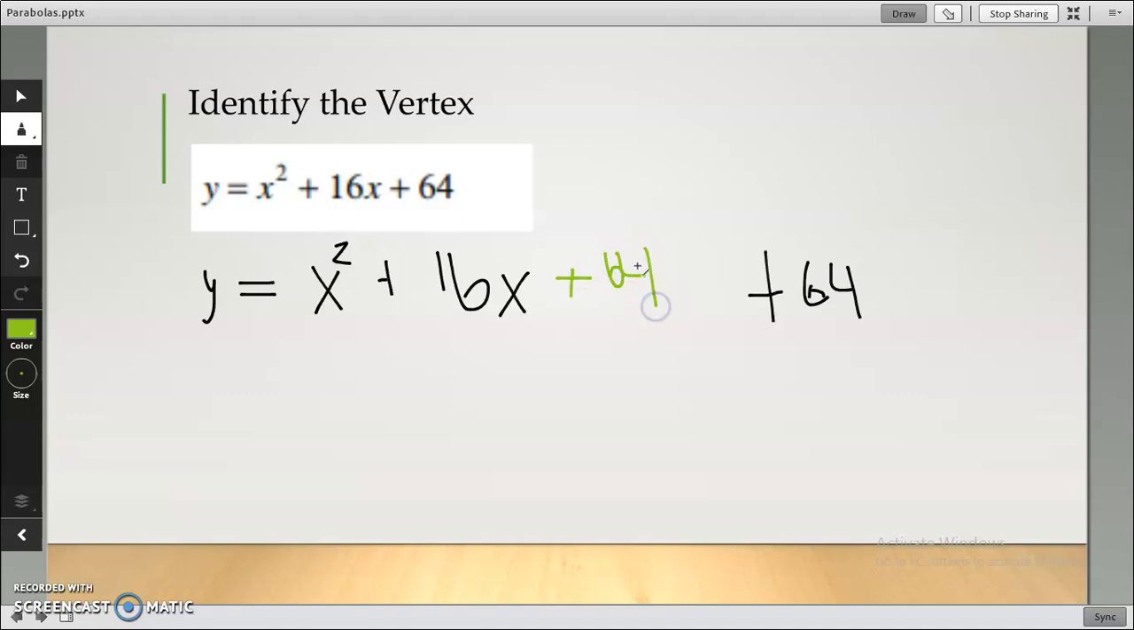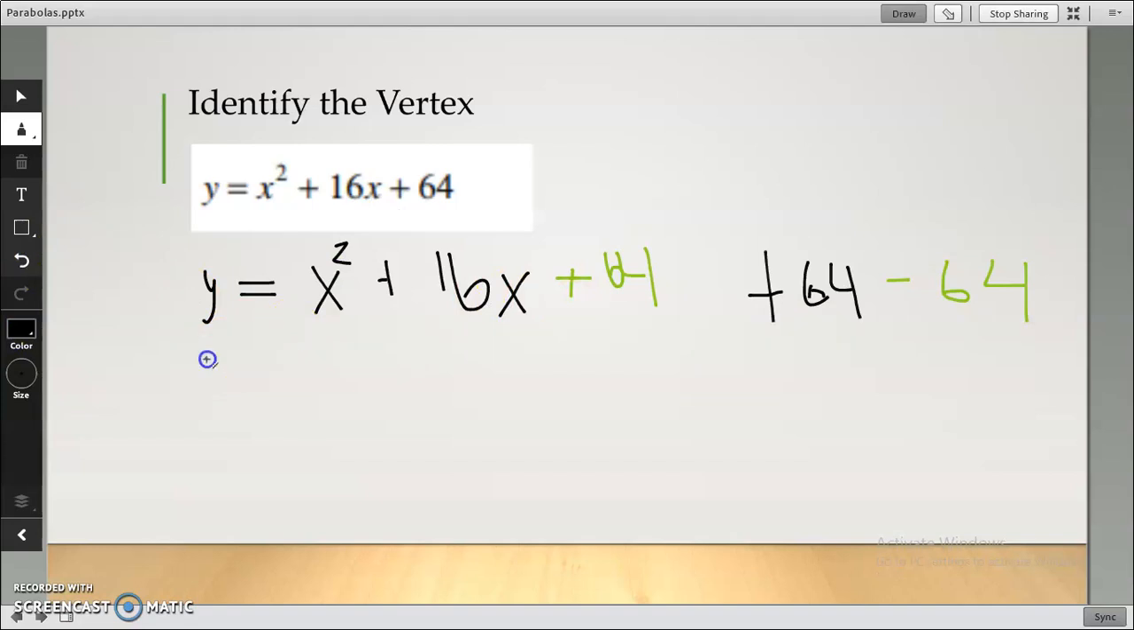Now, I have to keep my equations balanced, right? I can't just randomly add 64 here. Usually I'd add it to the other side, but since I'm completing the square and it's on the same side, I need to balance it. So I'm going to instead subtract 64 over here. So now it's just like I added 0: plus 64 and a negative 64.